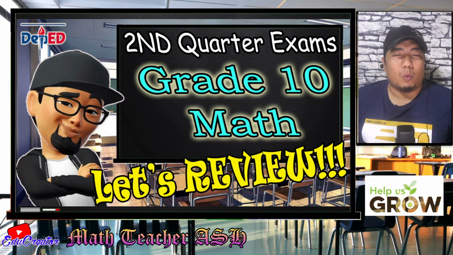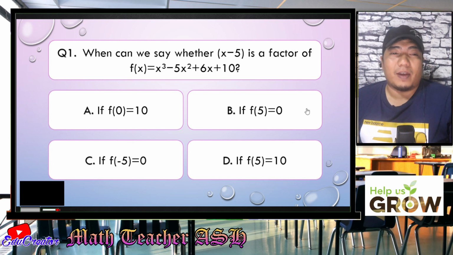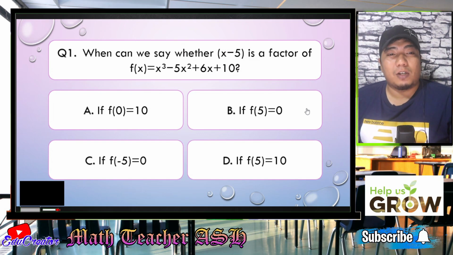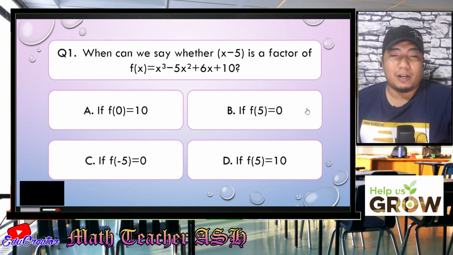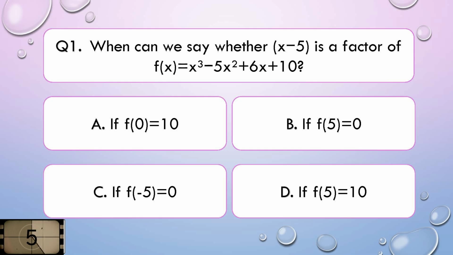Question number 1. When can we say that x minus 5 is a factor of f of x equals x cubed minus 5x squared plus 6x plus 10? Is it A, if f of 0 is equal to 10? B, if f of 5 is equal to 0? C, if f of negative 5 is equal to 0? Or letter D, if f of 5 is equal to 10? I'll give you 5 seconds to think about your answer.